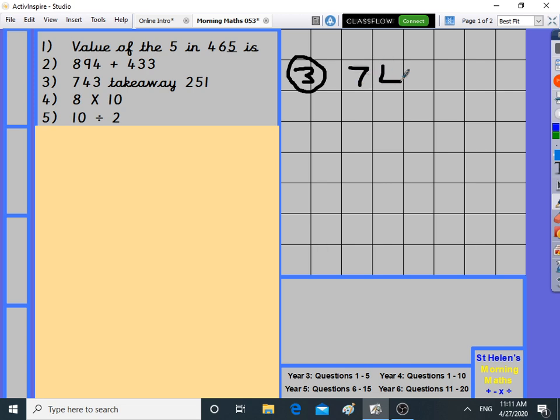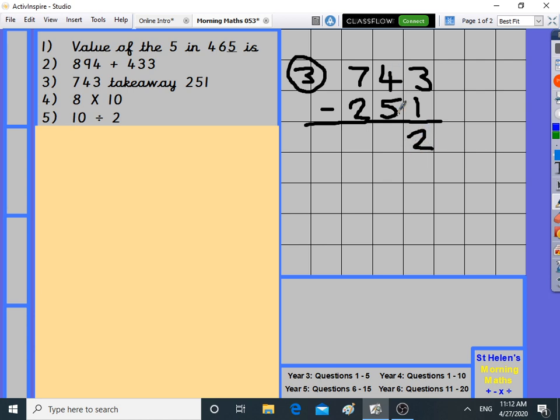743, take away 251. As I always say, if you're having trouble keeping up with the copying, because I write quite fast using the mouse, you'll need to pause the video so you can catch up. So here's our takeaway. 743 take away 251.